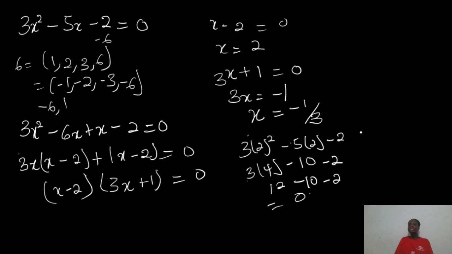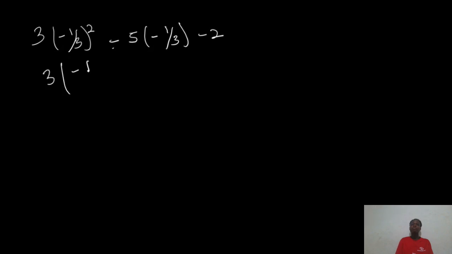Now let's put negative 1 over 3 into this equation and see if we get 0. We get 3 times negative 1 over 3 squared minus 5 times negative 1 over 3 minus 2. Now, negative 1 over 3 squared is going to give us positive 1 over 9.